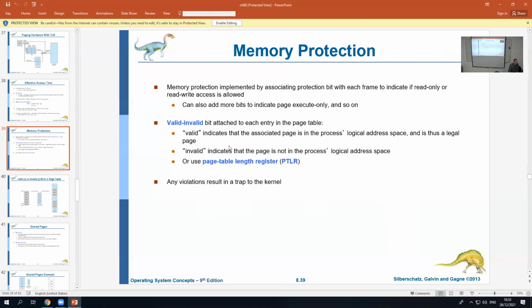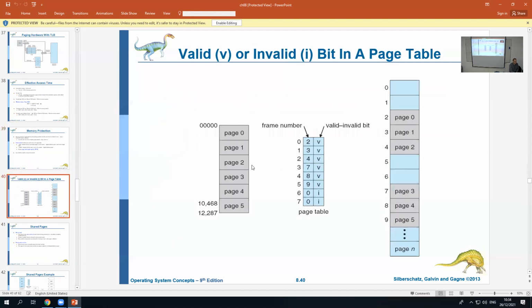Invalid bit attached to each entry of the table. Valid indicates the associated page is present in the logical address space, and thus a legal page. Invalid indicates the page is not legal. Okay. Or use a page table length register. Fine. You could have a register that tells you how long the page table is. Notice that the pages that are invalid are at the end. So I can just have another register that tells me how big it is, and then I know to stop. But the other way is to just mark it as invalid.